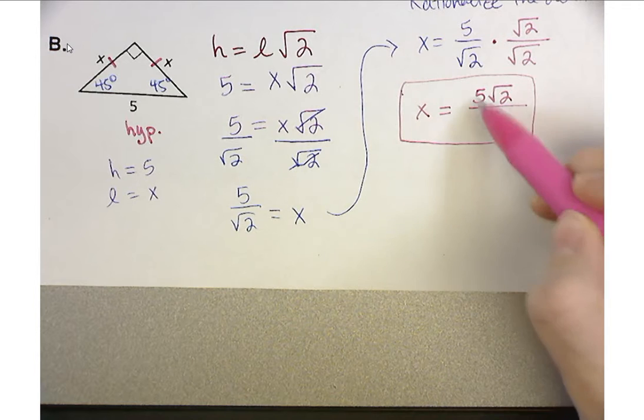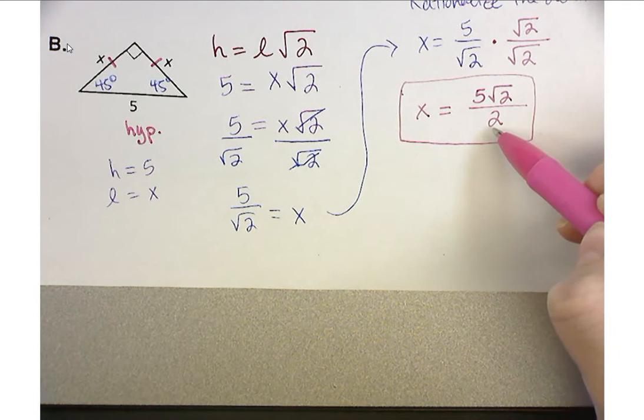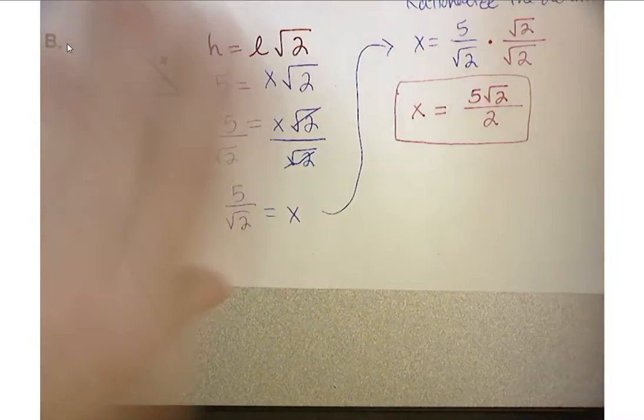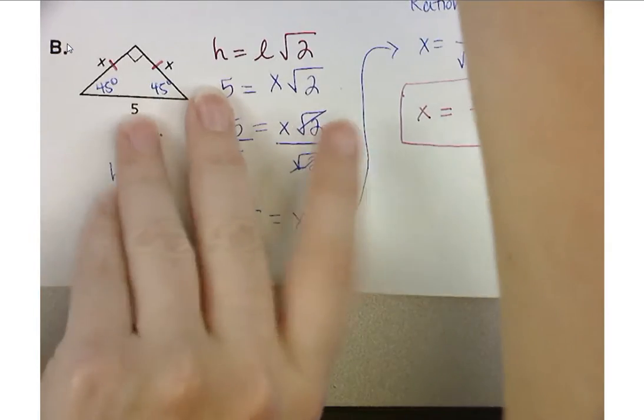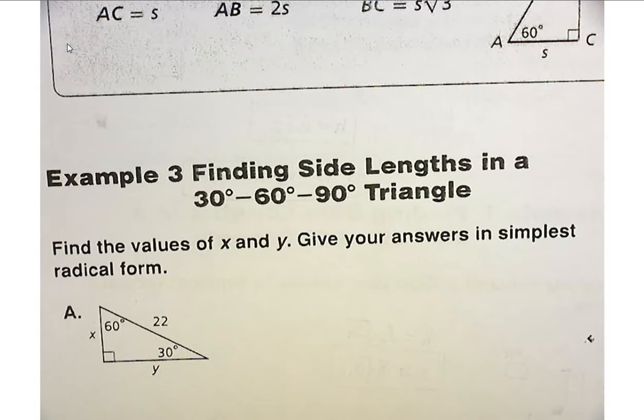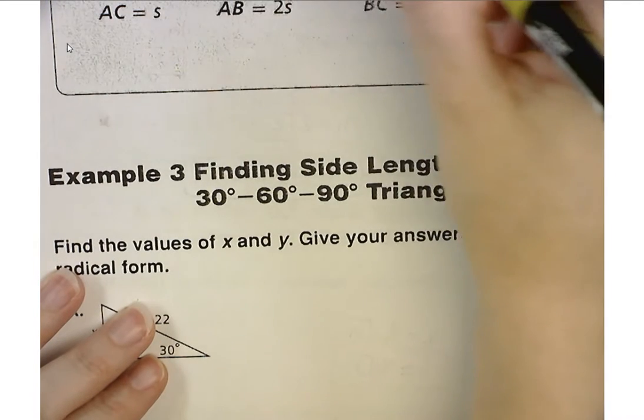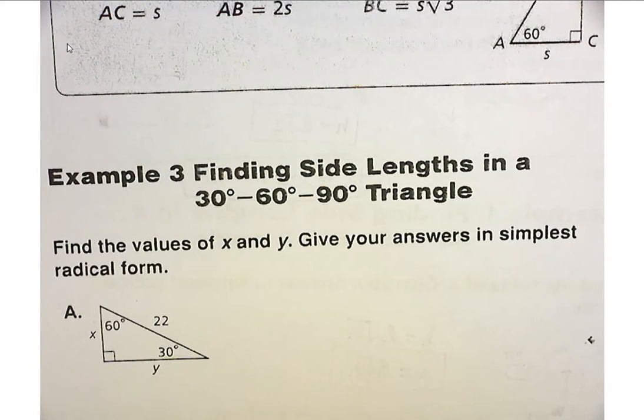Now, 5 divided by 2 is going to be a decimal, so I'm going to keep it like this. If you get a whole number, you can always reduce. All right, so that's for 45, 45, 90 triangles. If you have a 30, 60, 90, that is also a special right triangle. For 45, 45, 90, we only had one rule. For 30, 60, 90, we have 2 of them.